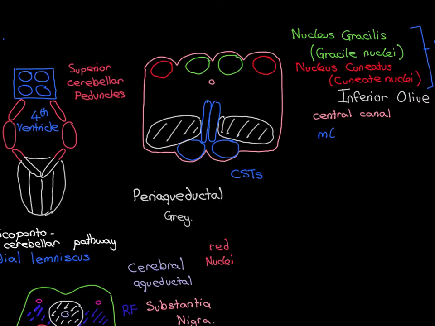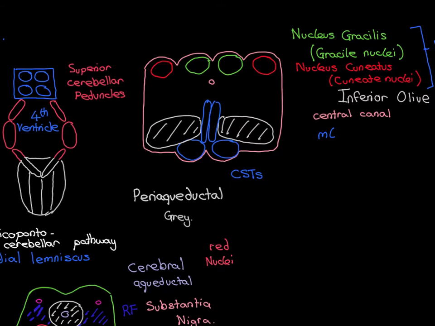So indeed, sensation of these modalities from the head and neck region, back of the head and neck region, would come up and synapse in the cuneate nucleus rather than the gracile nucleus. And you can use these terms, as I just have, for singular as well. You can call the nucleus gracilis the gracile nucleus, and you can call the nucleus cuneatus the cuneate nucleus.